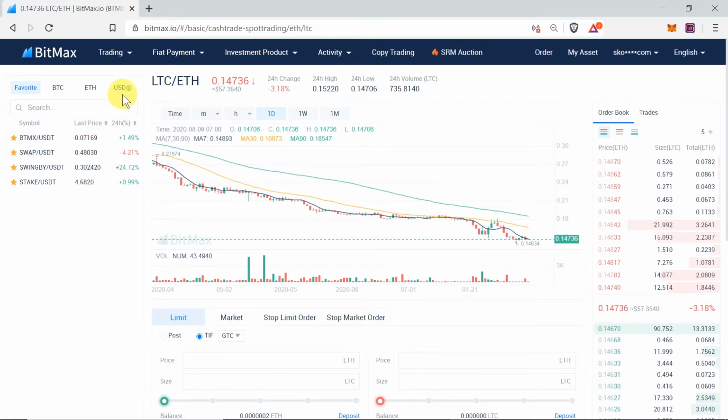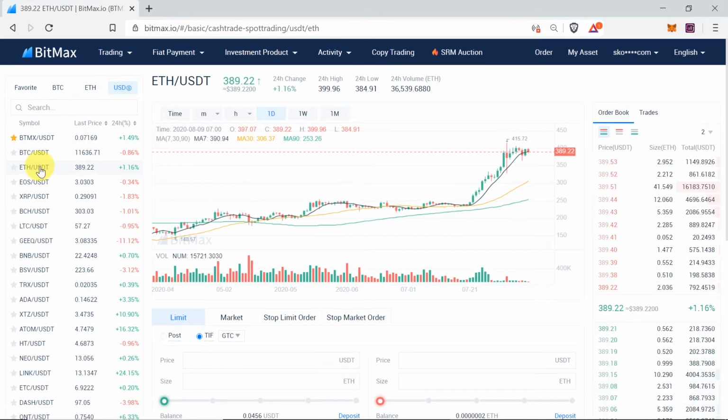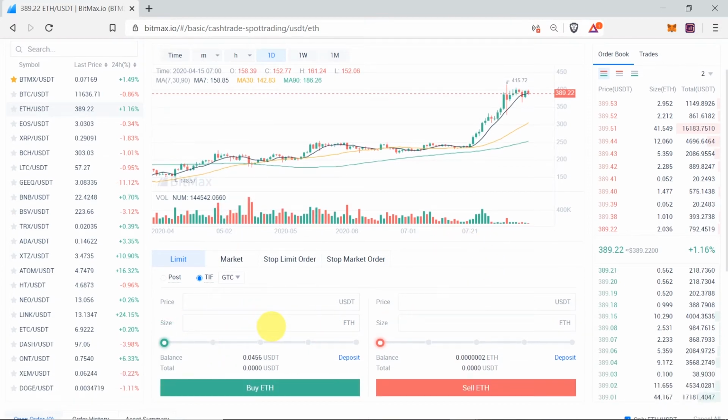So maybe in this example, let's say we're going to trade Ethereum. Let's say we want to buy Ethereum. So let me show you how to use different order types over here.